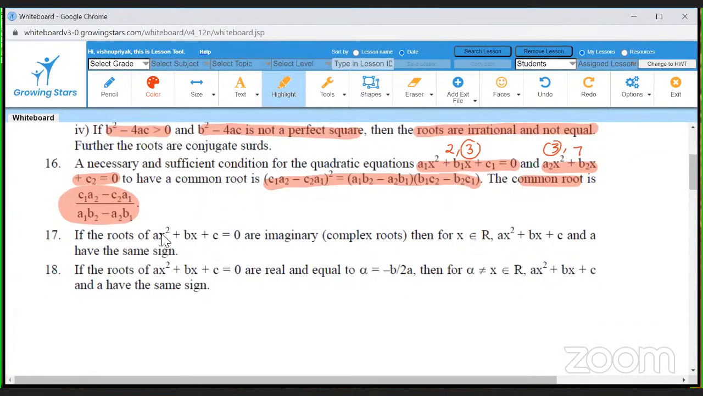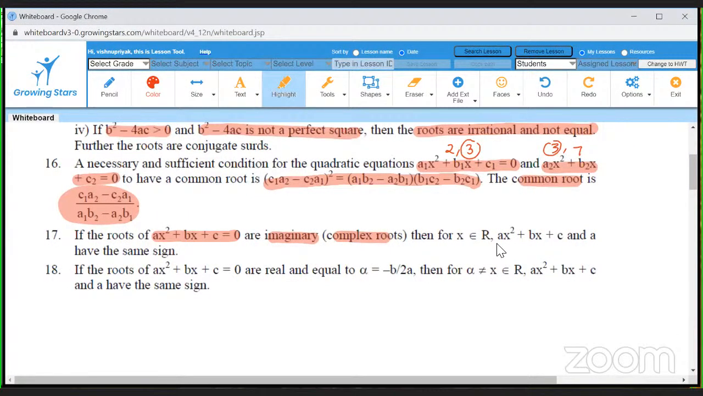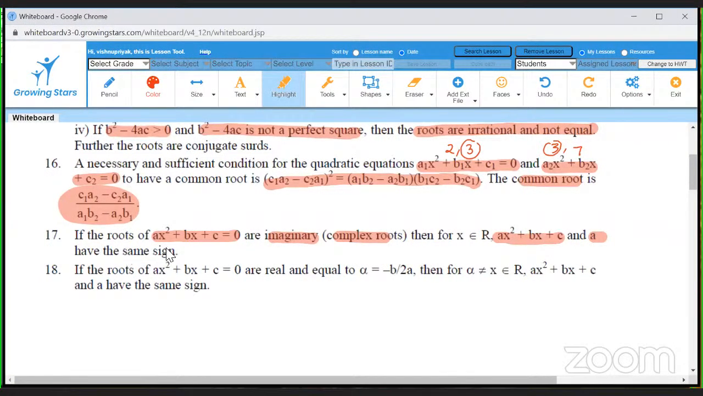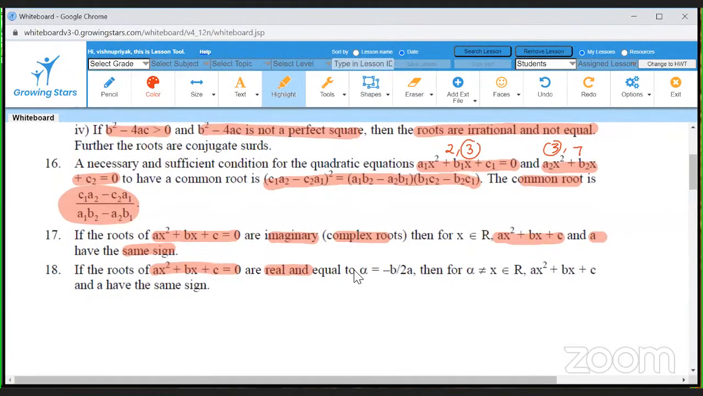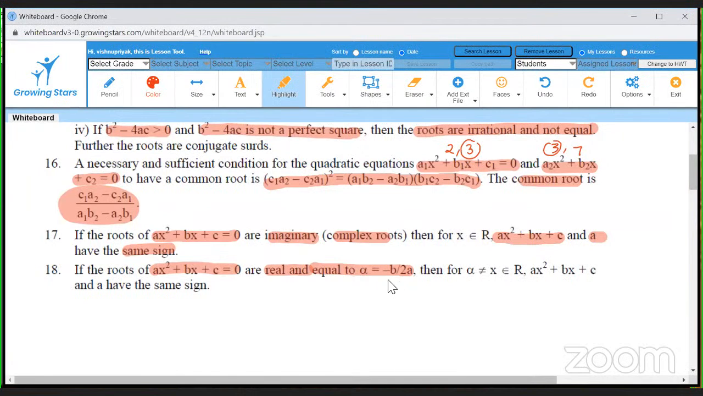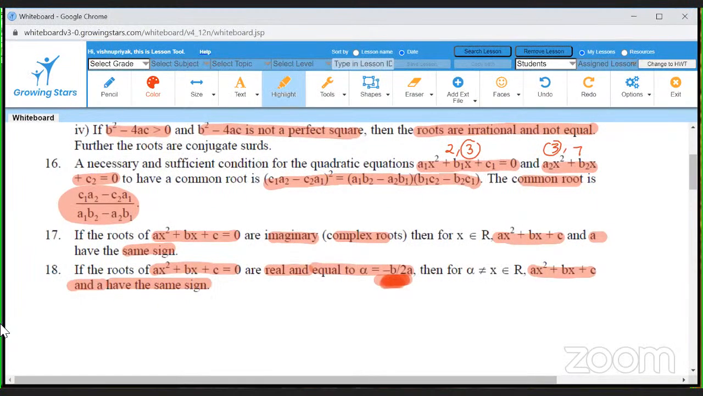Next, if the quadratic equation's roots are imaginary, that is complex roots, then ax square plus bx plus c and a will have the same sign. But if the quadratic equation's roots are real and equal to minus b by 2a, then ax square plus bx plus c and a will have the same sign.